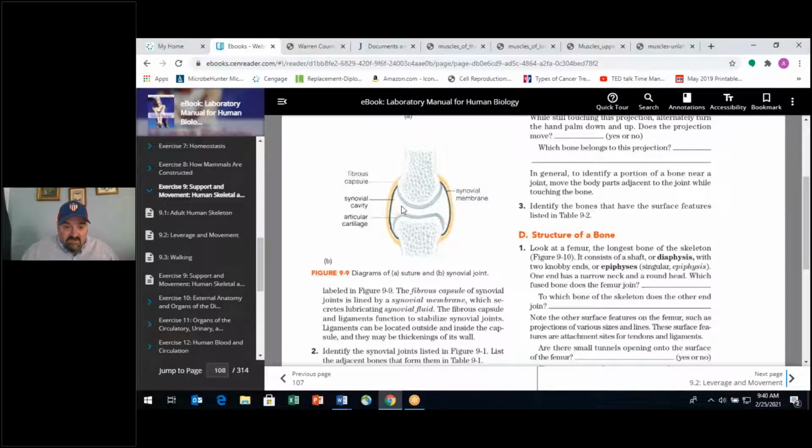You'll see the synovial cavity is just the space, right, within where that synovial fluid is present. And then the articular cartilage is the cartilage that is actually on the ends of bone, preventing bone from rubbing on bone, right? So you will take these terms and define them and say what exactly the function is in your own terms, your own words, okay? As well as draw this image.